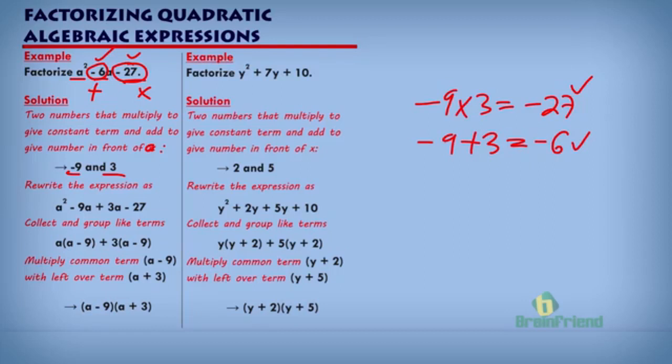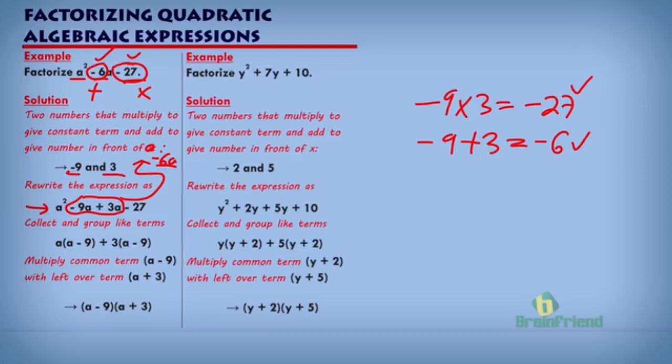So we rewrite our expression, therefore, as a squared minus 9a plus 3a minus 27. Remember that minus 9a plus 3a is the same as minus 6a, because minus 9a plus 3a is minus 6a. So we're simply replacing this with this. So we have a squared minus 9a plus 3a minus 27.